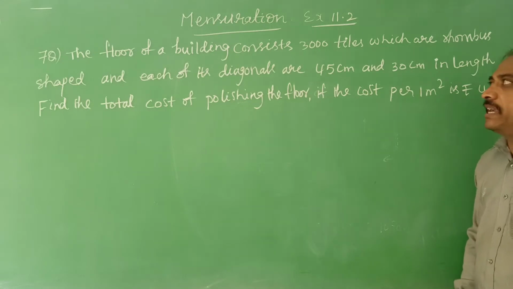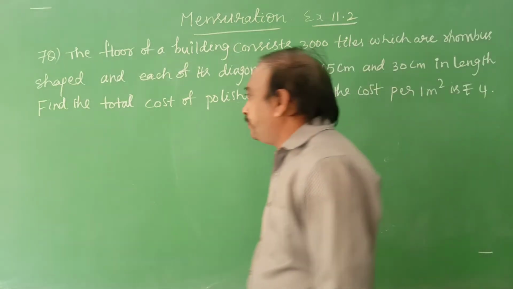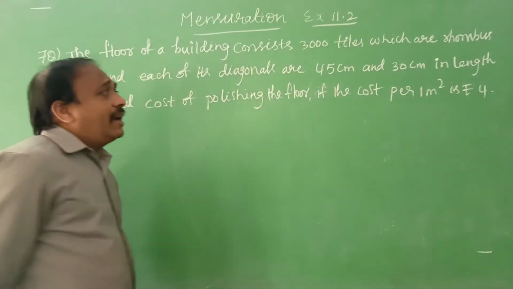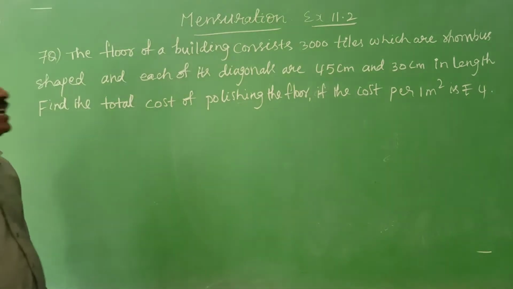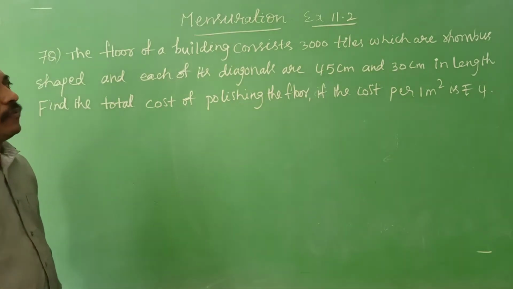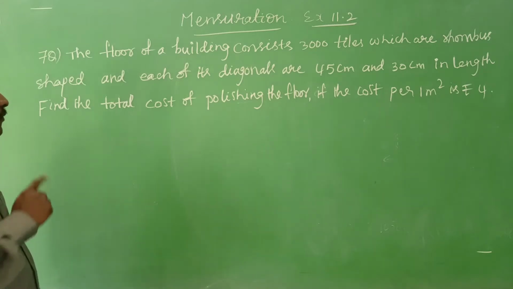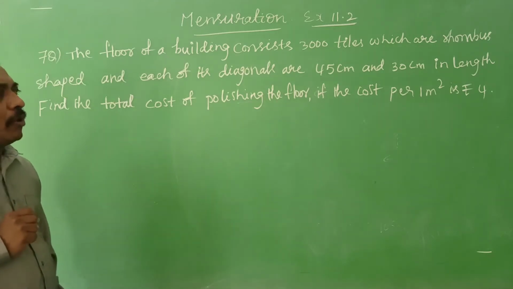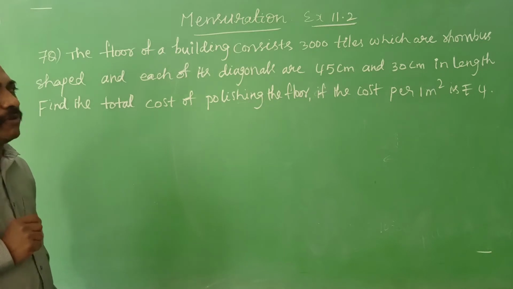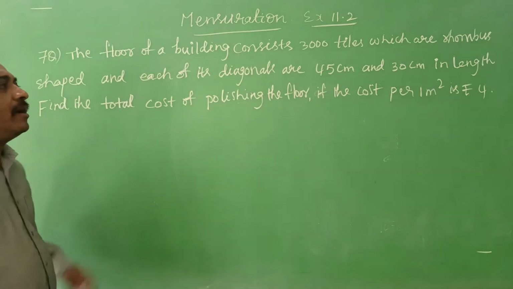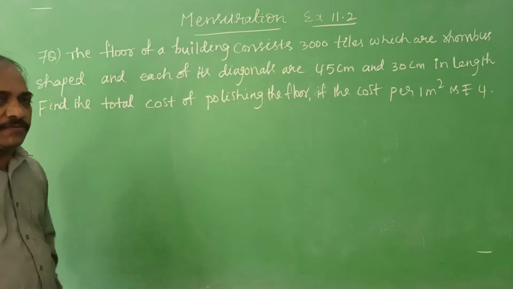The floor of a building consists of 3000 tiles which are rhombus shaped and each of its diagonals are 45 centimeter and 30 centimeter in length. Find the total cost of polishing the floor if the cost per 1 meter square is rupees 4. The cost is given as rupees 4.